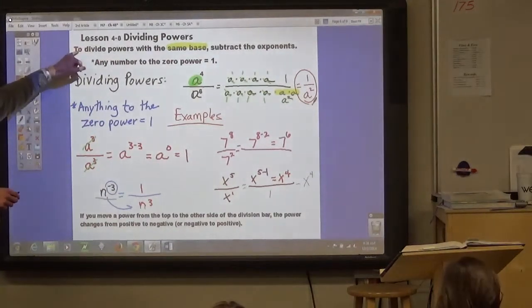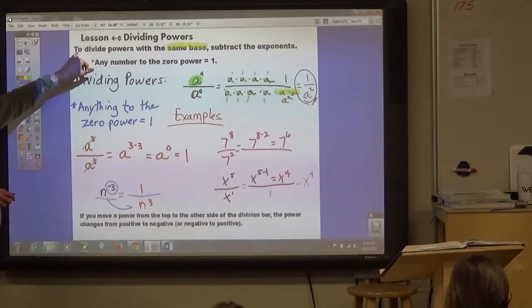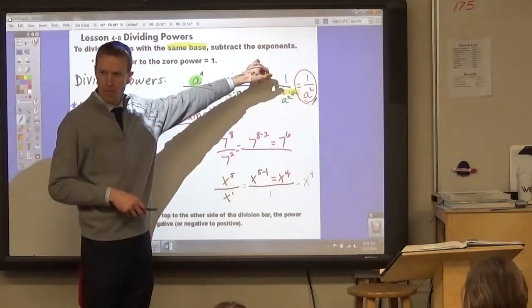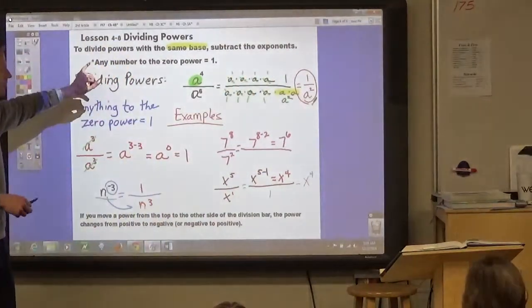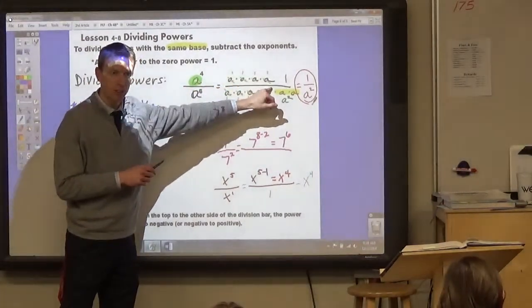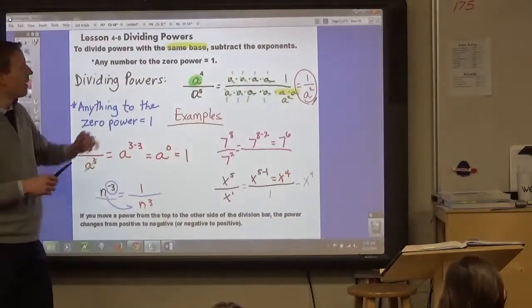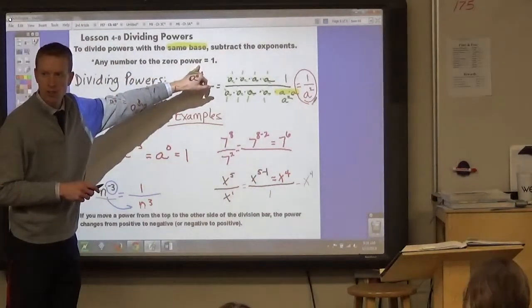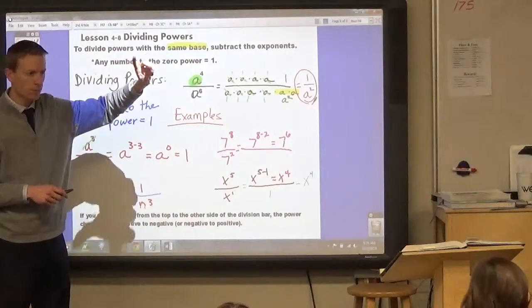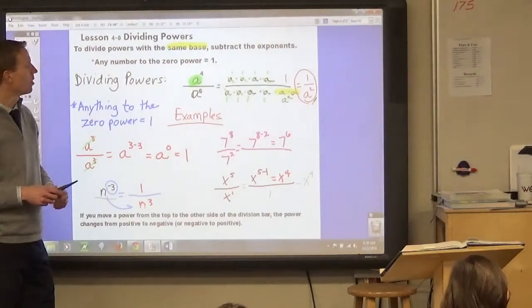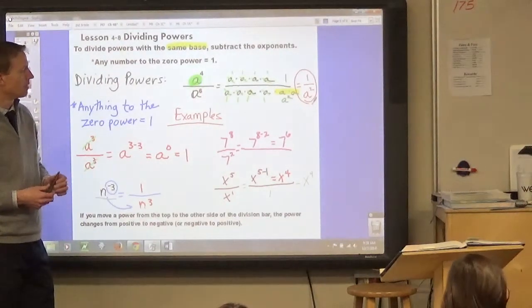So, dividing powers. We're going to divide powers with the same base. When we divide powers with the same base, you can find the answer by subtracting the exponents. That helps you to simplify it. Sometimes you're going to end up with all of the variables crossed out, and you have to remember that any number to the 0 power equals 1. Okay?